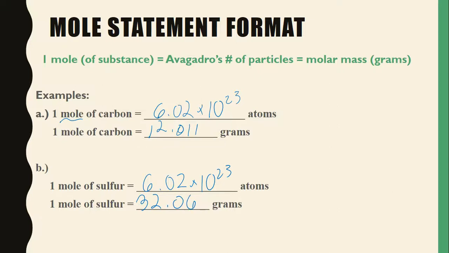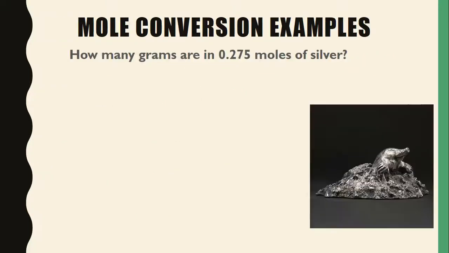Now, why is this helpful? It's helpful because oftentimes in the lab, we want to know grams and basically how many atoms we have, and we want to make sure atoms to atoms that there's enough there to react with the other atoms that we're reacting. So here I have a picture of a mole of silver. That is a mole. And we have 0.275 moles of silver.